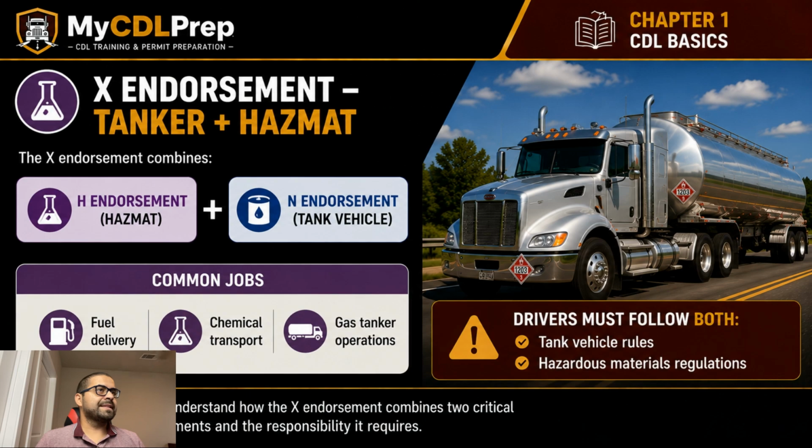The X endorsement. This one, I'm going to be honest with you, I hardly ever see it. It's a tanker and hazmat endorsement combined. It's for fuel delivery, chemical transport, tanker transport, but most people just get the separate endorsements, the tanker and the hazmat. So they must follow the tanker vehicle rules and hazardous material regulations. The goal is to understand how the X endorsement combines two critical endorsements and the responsibility it requires.